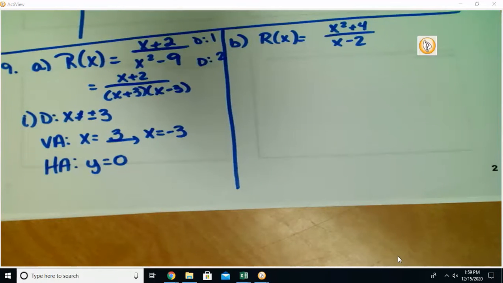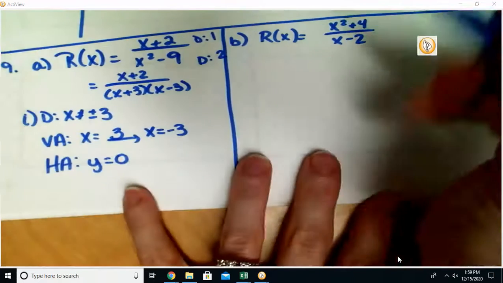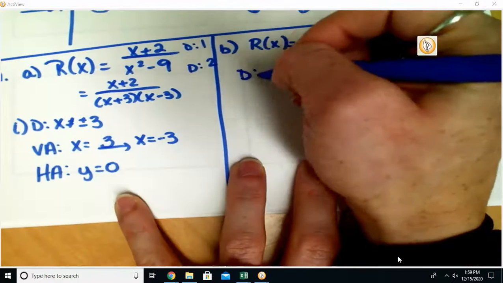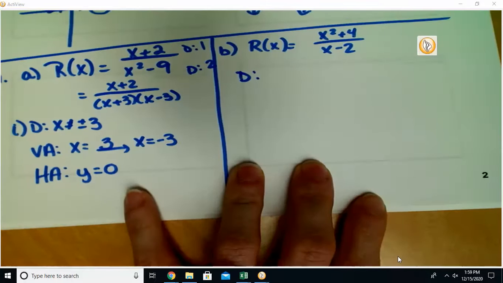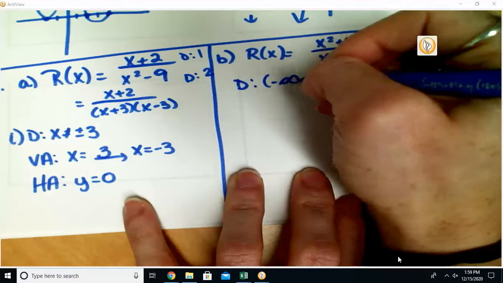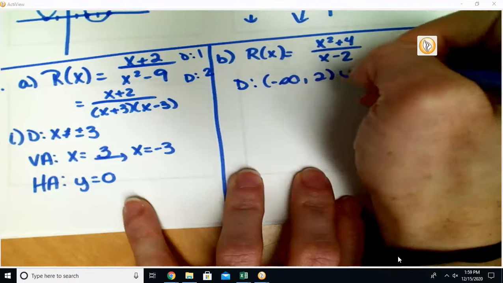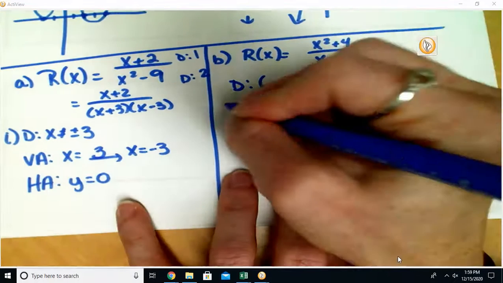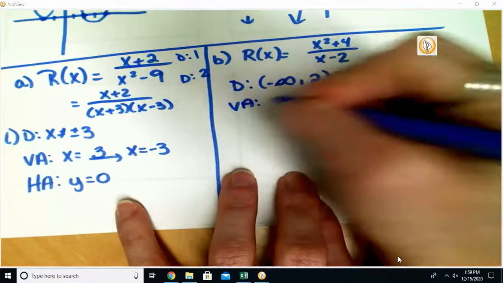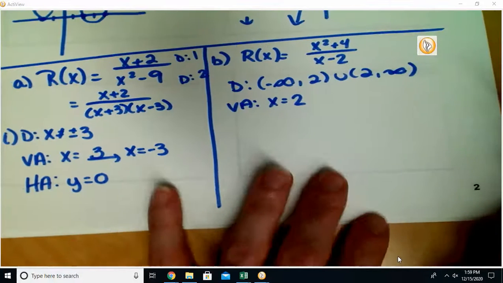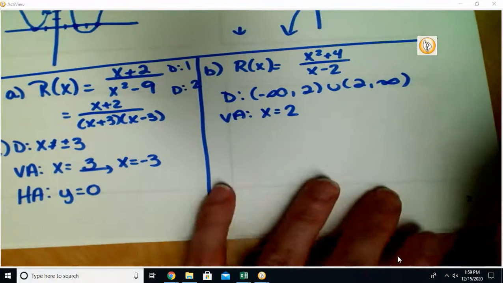Other questions there? Okay. So this one, nothing factors. Your domain, what can x not be? 2. So since it's just one value, let's write the interval. So it would be negative infinity to 2 union 2 to infinity. Vertical asymptote, what makes the bottom 0? X equals 2. Okay, now we decide horizontal or oblique.